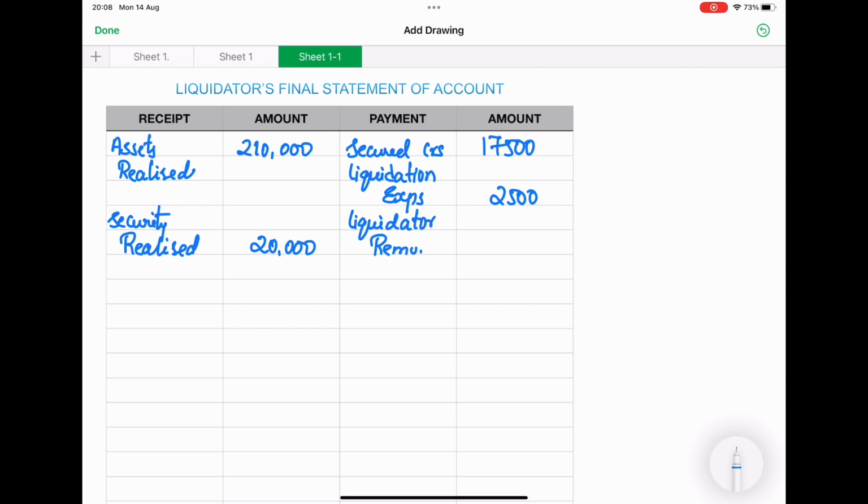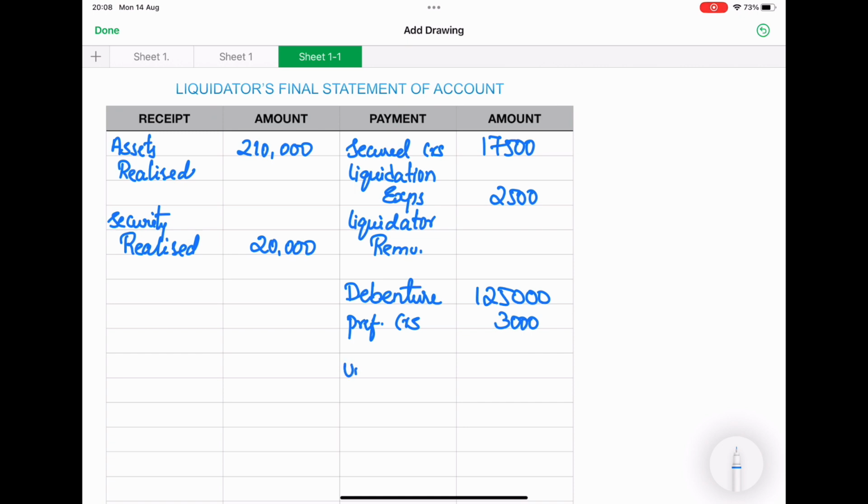Next point we have debenture holders. Debenture holders, we have the value of 1,25,000. Next, preferential creditors, 3,000. Yes, these are the payments which come before unsecured creditors.